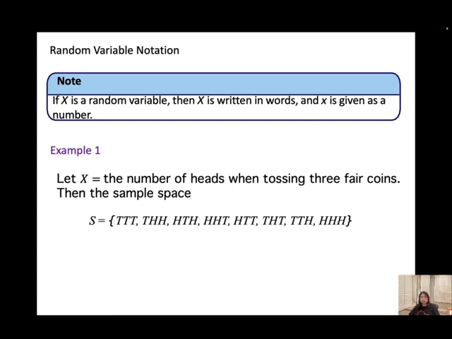And if I use the lowercase letter x, that represents the number. Since my X represents the number of heads, look here. For this outcome, I don't have any heads, so x is equal to 0. And this one, I do have 2 heads, so x is equal to 2, or x equal to 1 here because I only have 1 head. So my x can be equal to 0, 1, 2, 3. One more time, the capital letter X is written in words, and the lowercase letter x represents the number.